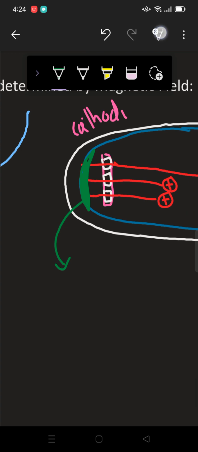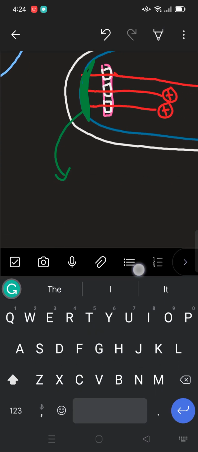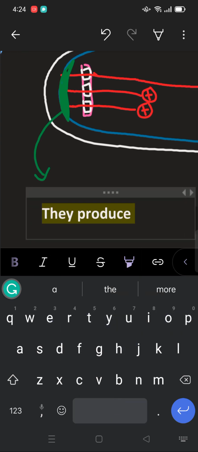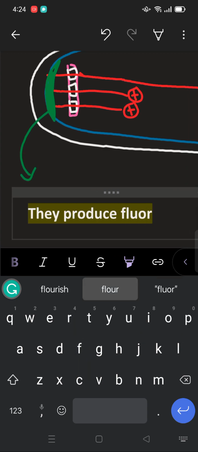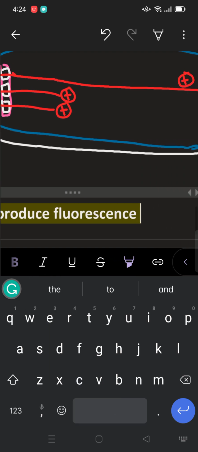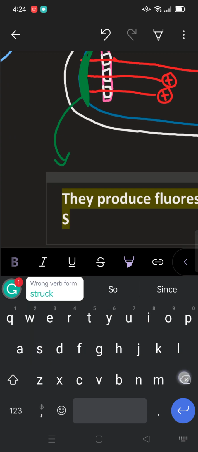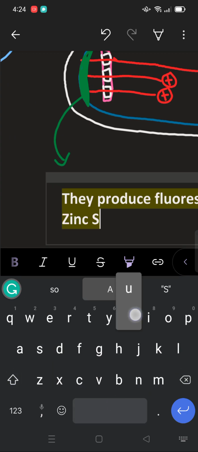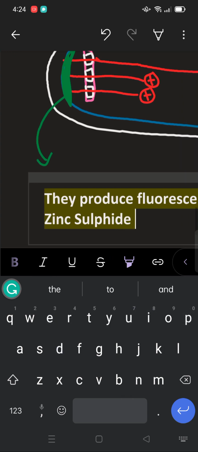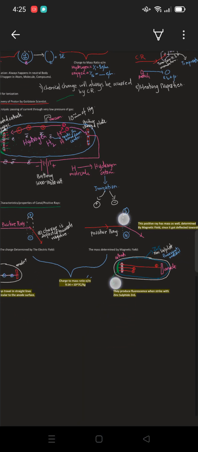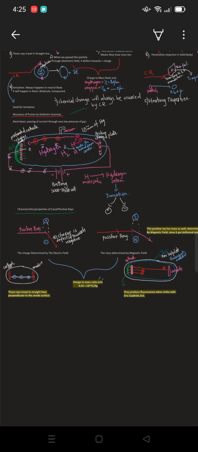So basically, what should I write here? They produce fluorescence when they strike zinc sulfide, which is written as capital Z n and capital S. So these were the properties of positive rays. In the next video, we are going to discuss the discovery of neutron.